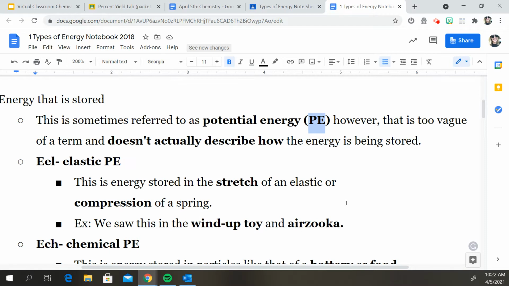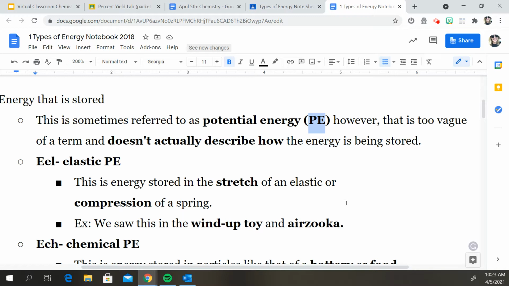We have EEL, elastic potential energy. So this is energy that is stored in the stretch of an elastic or compression of a string. For example, I have here a ponytail, right? And if I stretch it and just hold it open, this is called elastic potential energy. Because what's going to happen when I release this? Is it going to move? Yeah, it's going to bounce back to its shape, right? So that's elastic potential energy.